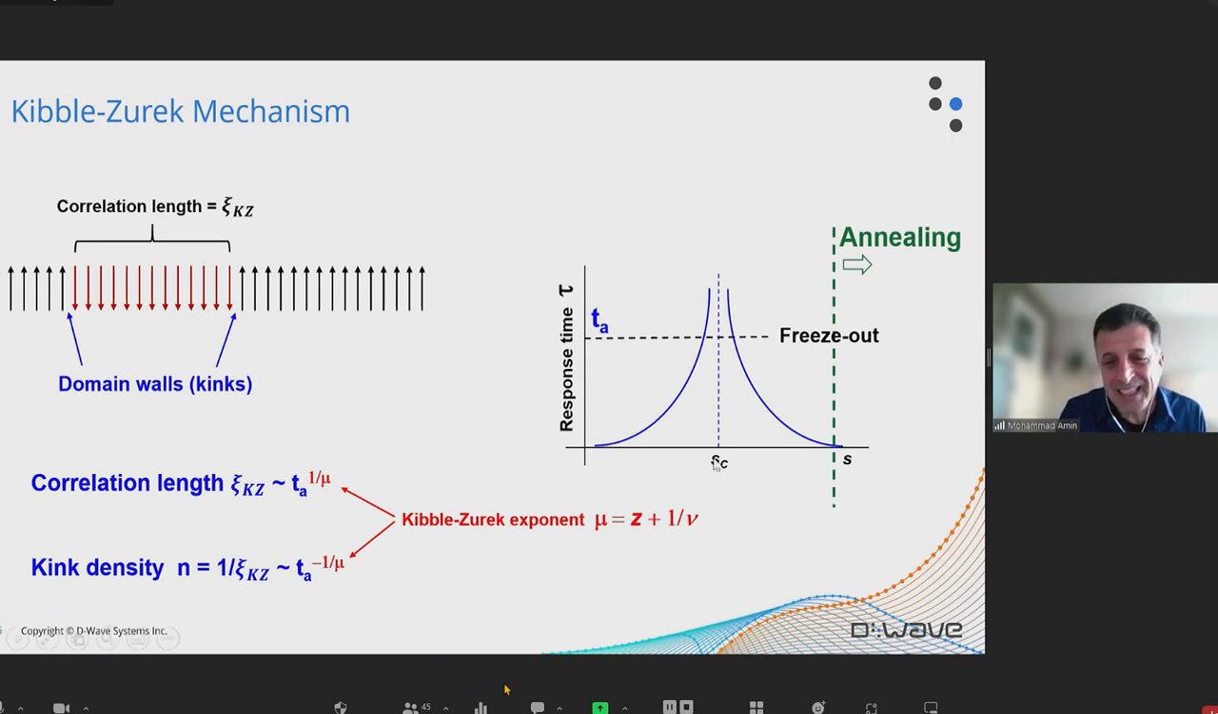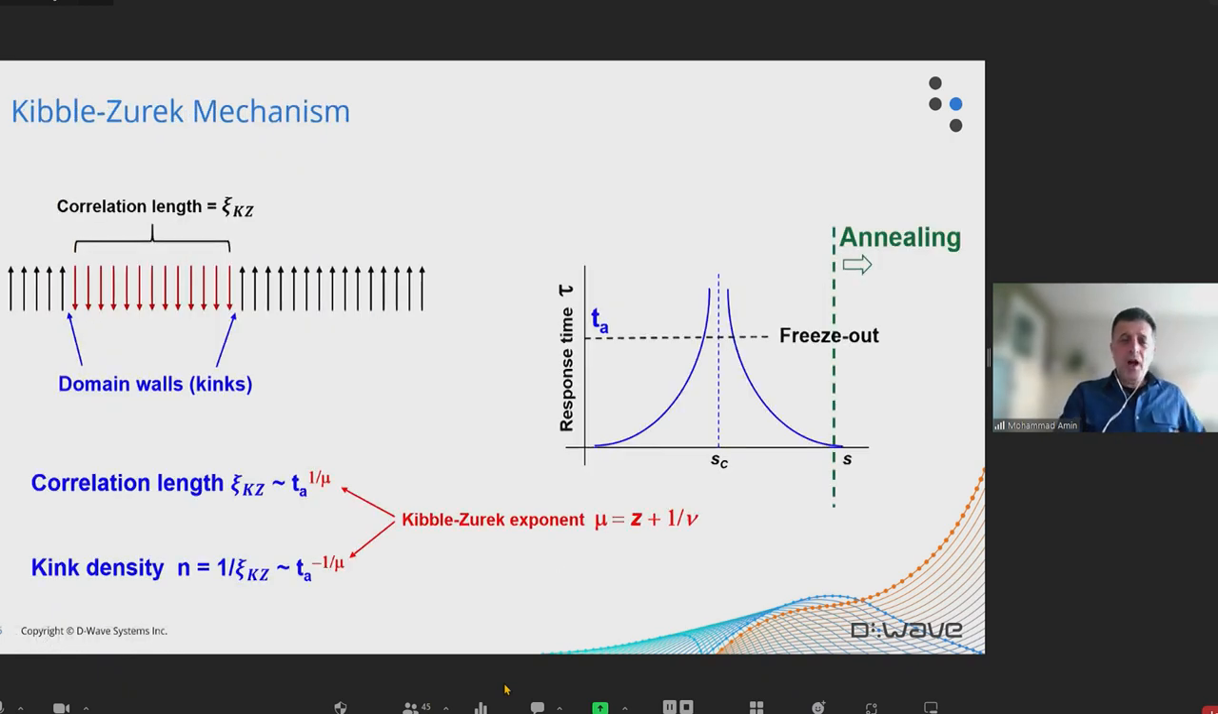And it depends on the previous two exponents that I mentioned before, z and nu. You can think of it as a correlation length, or you can think of it in terms of the kinks. And the density of kinks is the inverse of the correlation length. The larger the correlation length, the smaller the number of kinks that you would get. So again, the kink density would go as annealing time to the power of minus 1 over mu, where mu is the Kibble-Zurek exponent.